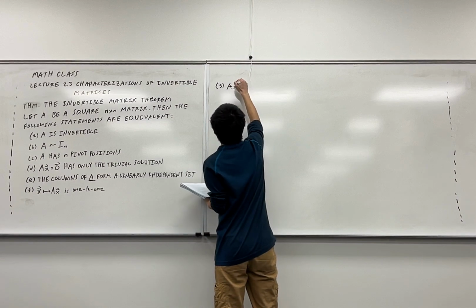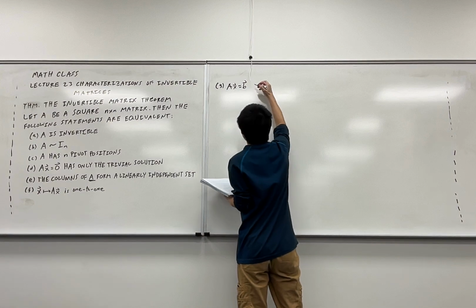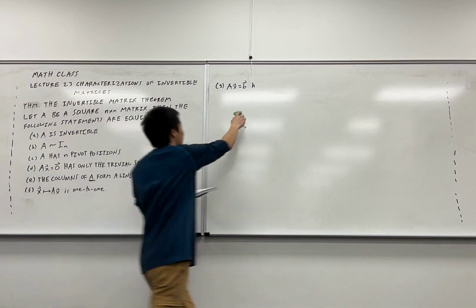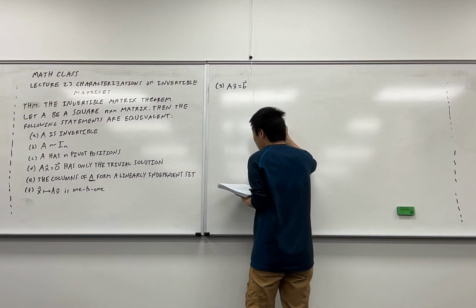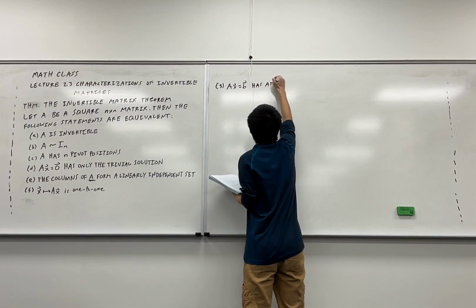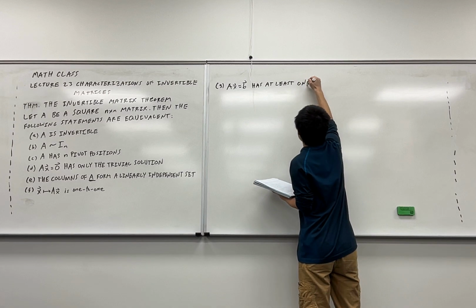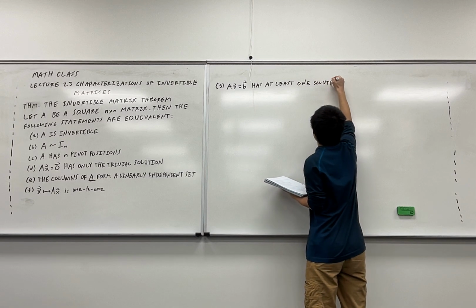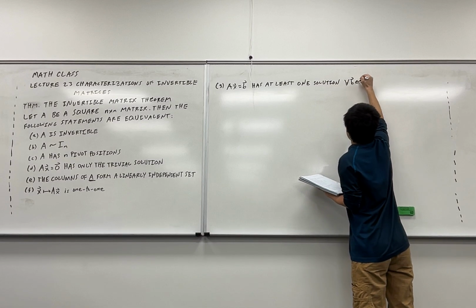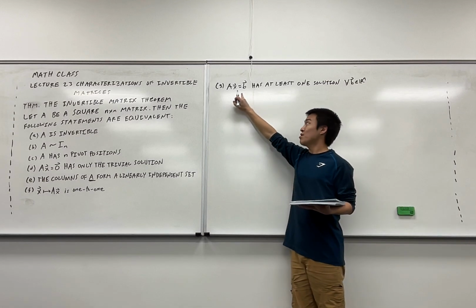G: Ax equals b has at least one solution, no matter what I choose, so for all b in R^n. No matter what I choose for this, I'm guaranteed a solution.